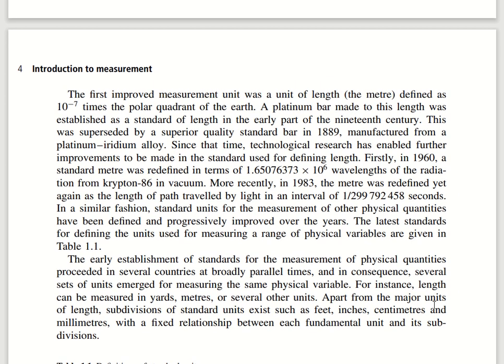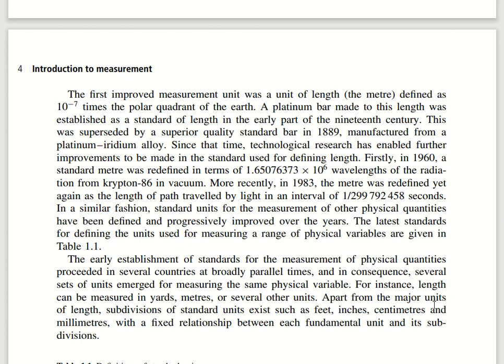The early establishment of standards for the measurement of physical quantities proceeded in several countries at broadly parallel times, and in consequence, several sets of units emerged for measuring the same physical variables. For instance, length can be measured in yards, meters, or several other units. Apart from the major units of length, subdivisions of standard units exist, such as feet, inches, centimeters, millimeters, or even some local units for measurement as well, right?